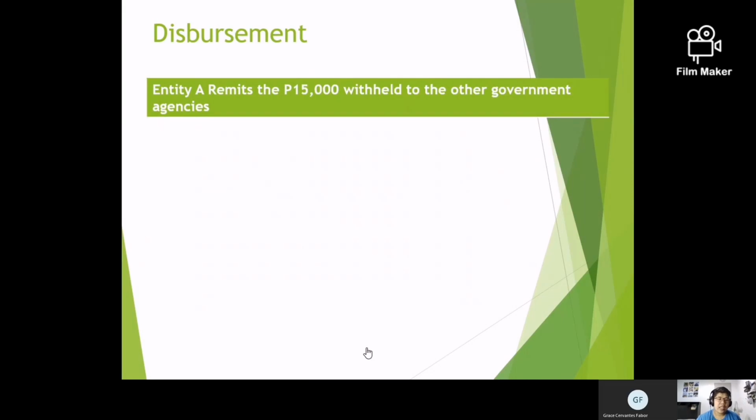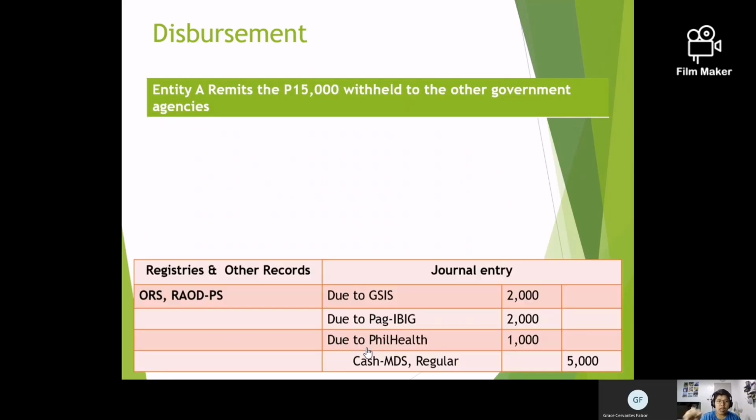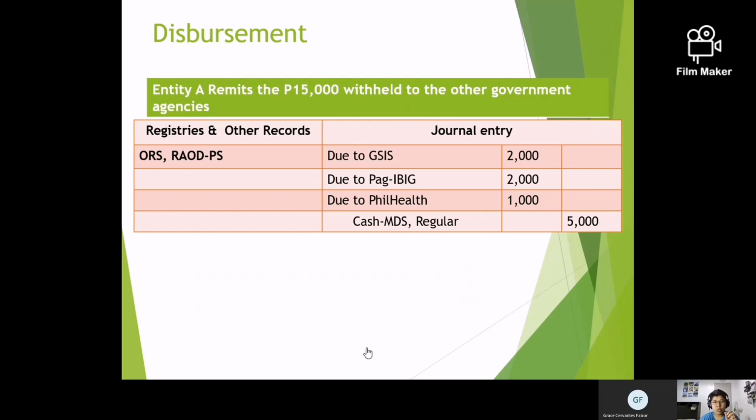So, to continue, entity A remits the 15,000 withheld to other government agency. Diba doon sa salaries mo, 50,000 yung gross, 25 lang yung binayaran mo sa empleyado. So, meron kang 15,000 na winithheld, na ibabayad ni government agency sa mga iba pang government agency. So, ano yung entry doon? Debit due to GSIS, 2,000. Due to Pag-ibig, 2,000. Due to PhilHealth, 1,000.